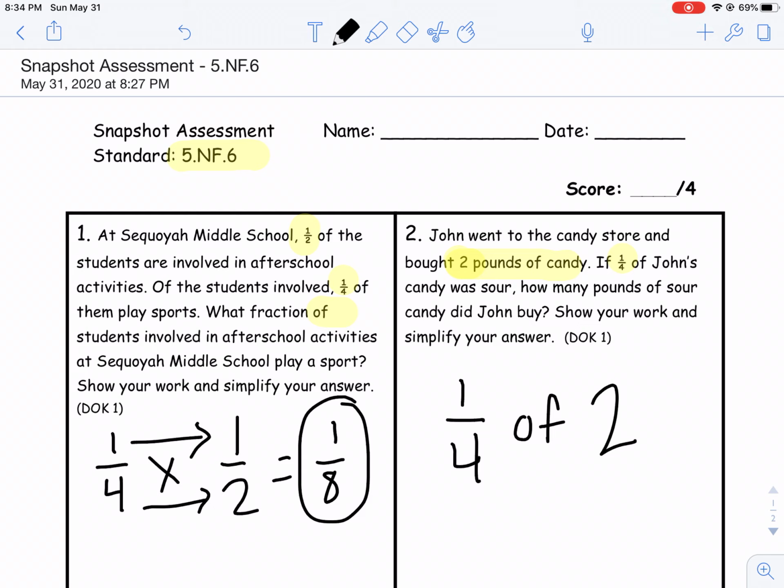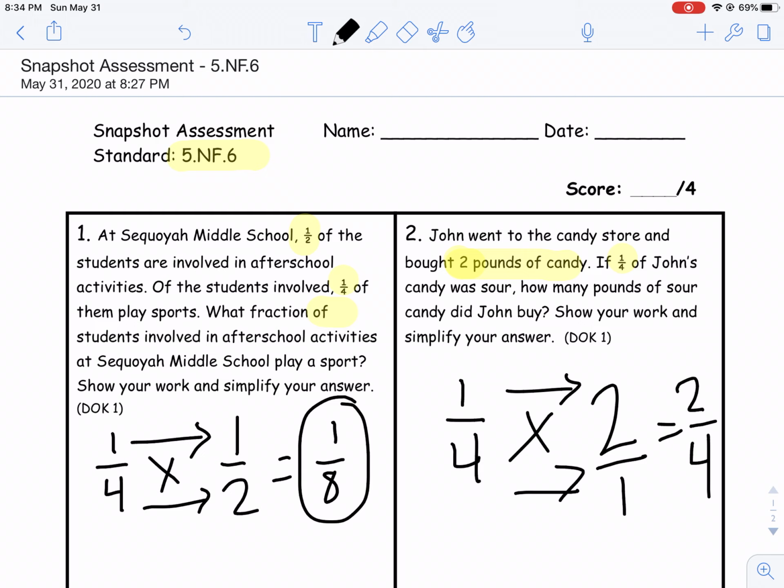So I know in this case I can make any whole number into a fraction to make it a little easier for me by just adding 1. And it says of, and I know if I'm finding 1/4 of 2 that I am just multiplying. So that of becomes a multiplication problem. Once again, we're multiplying straight across. 1 times 2 equals 2. 4 times 1 equals 4. So 2/4 of that pound of candy, of all of his candy, is sour.